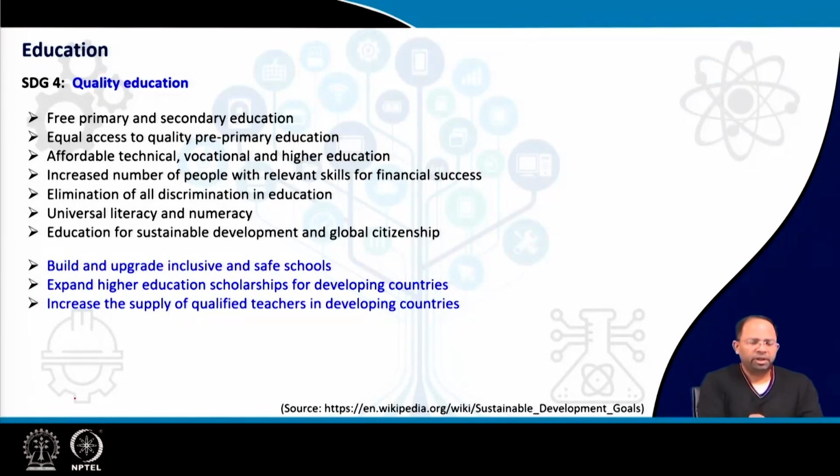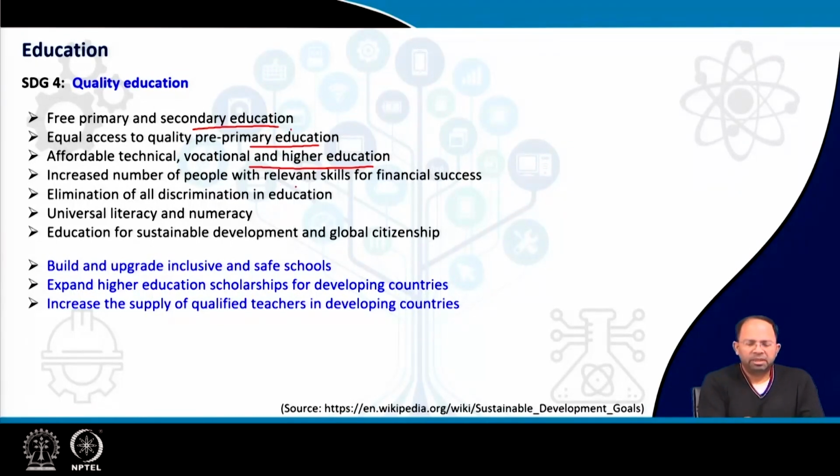The first one is to provide free primary and secondary education. Then equal access to quality pre-primary education. So, basically we are dividing education into primary, secondary and pre-primary. Then affordable technical, vocational and higher education. We have to provide technical, vocational and higher education at affordable prices, and it has to be made available. People have to be given access to this kind of education. All population groups should get access.